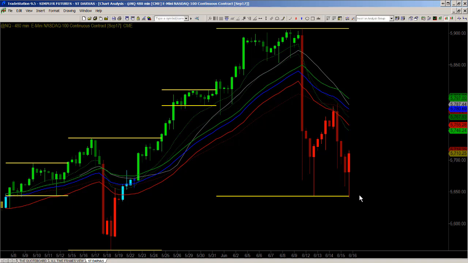Now, the indicator that I'm using is kind of cool. I'm going to be talking about this more next week. This is the Darvas box automated on the charts. I'll talk more about this. This is something you can do manually.